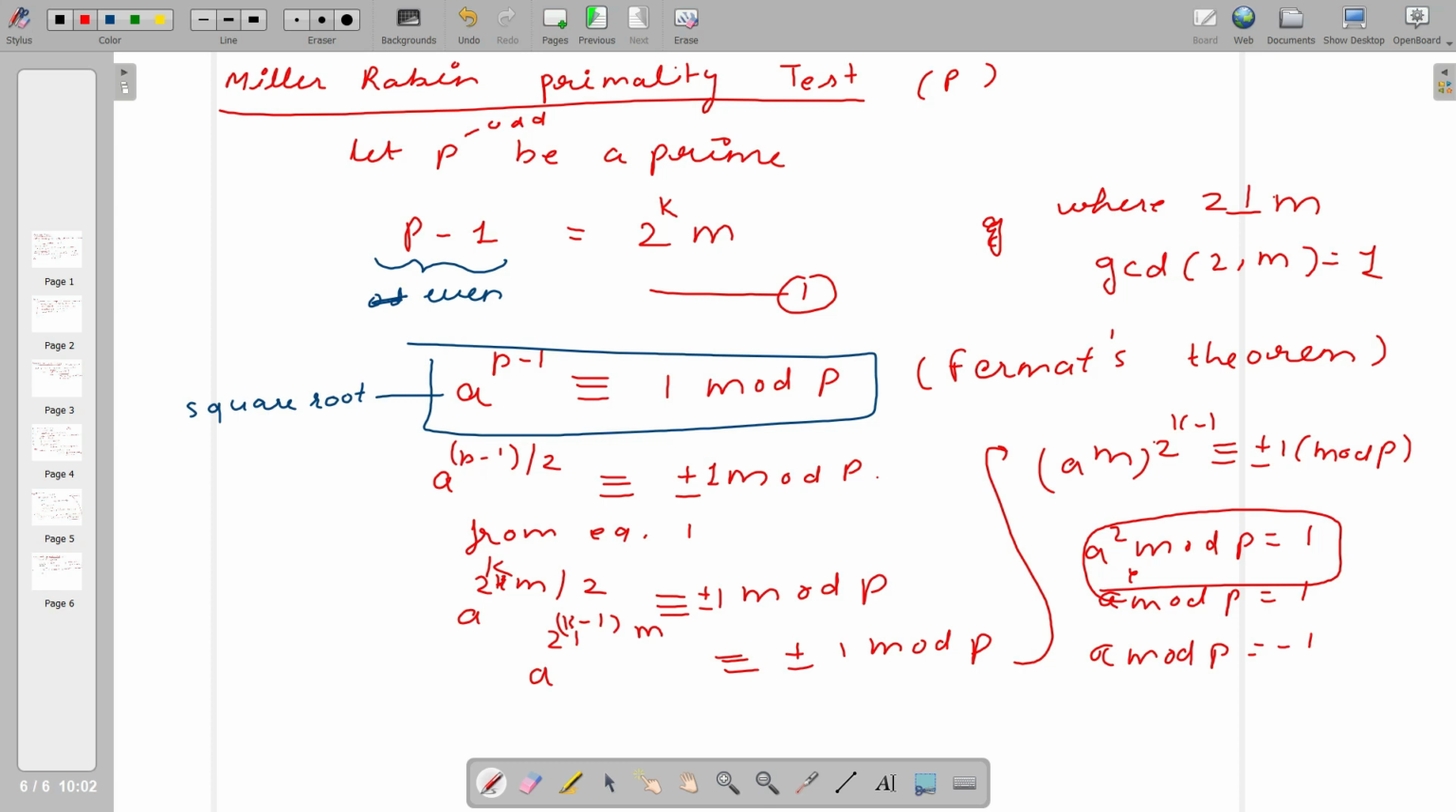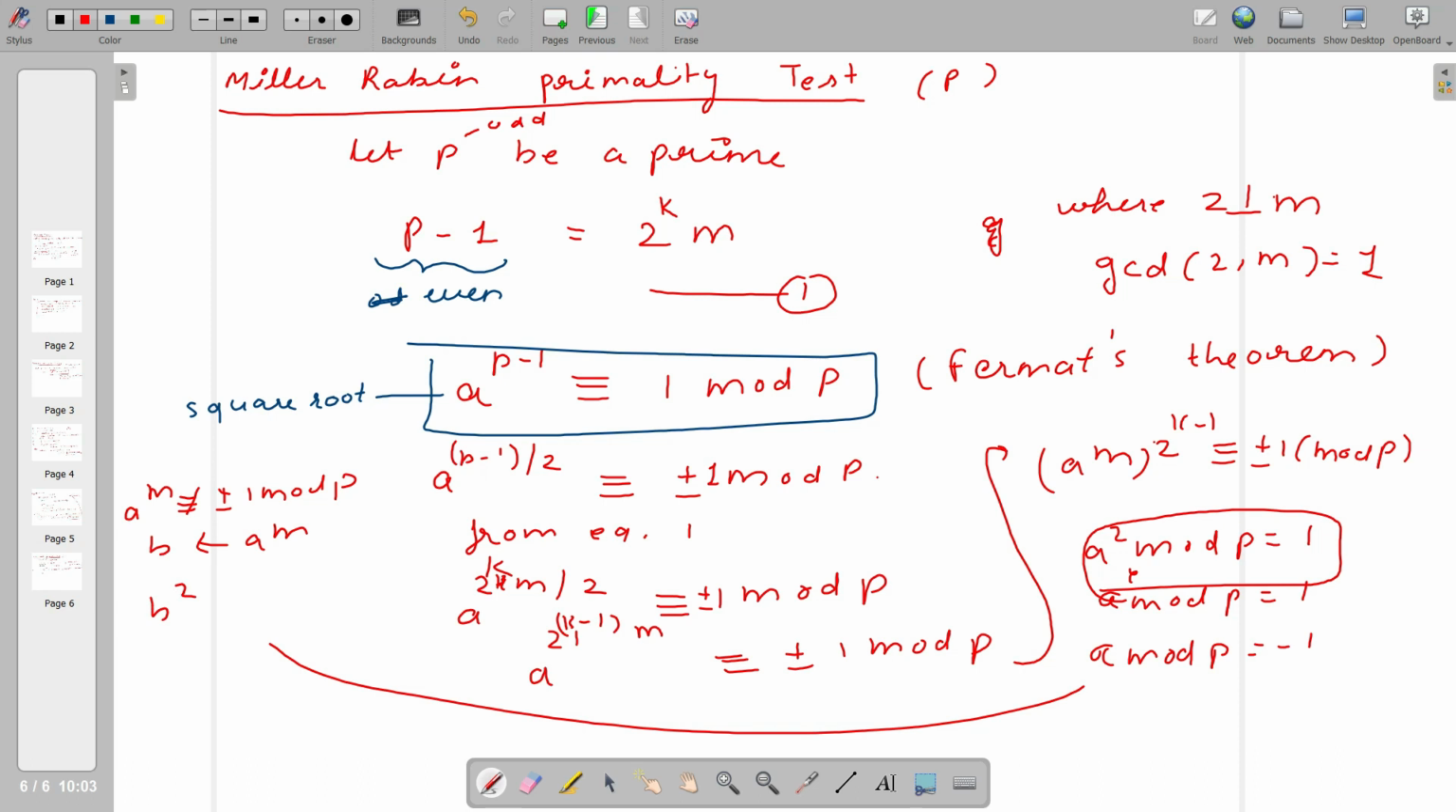Now how are we going to do that? How are we working on this? Let's say a to the power m is not congruent to plus minus 1 mod p. So let's take a number b, and say a to the power m is equal to b. Then b square is equal to minus 1. Only then will it be that a square mod p is going to be 1. Now how do we test this?